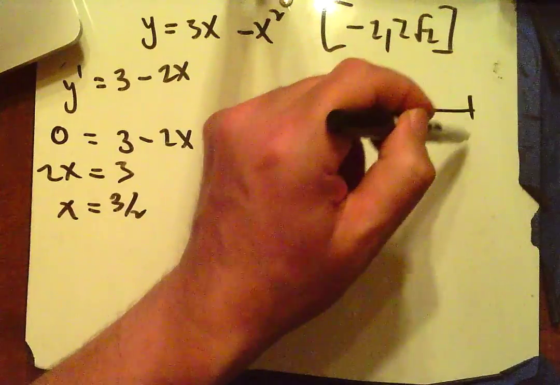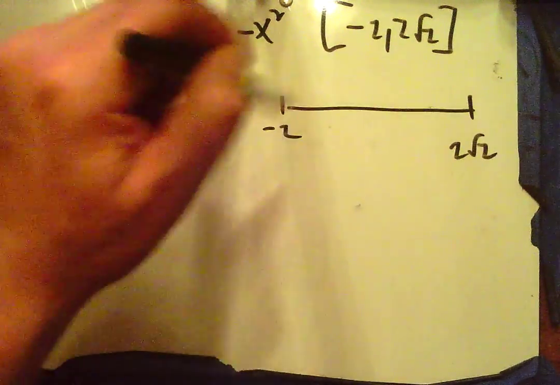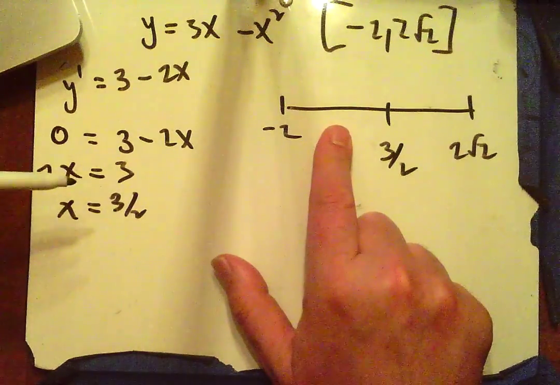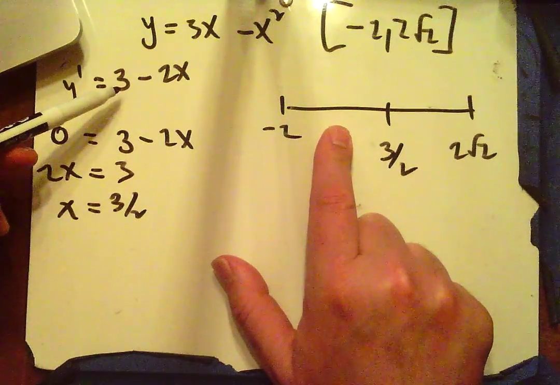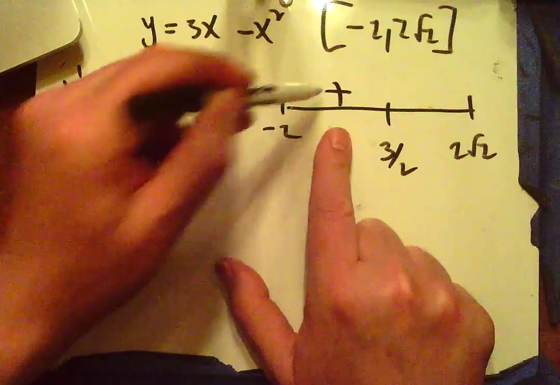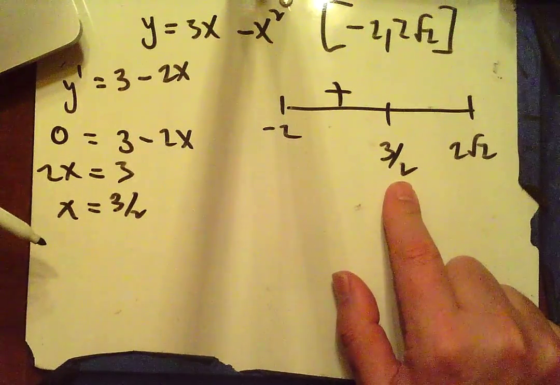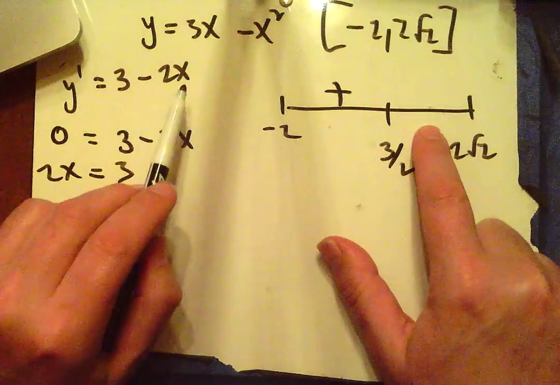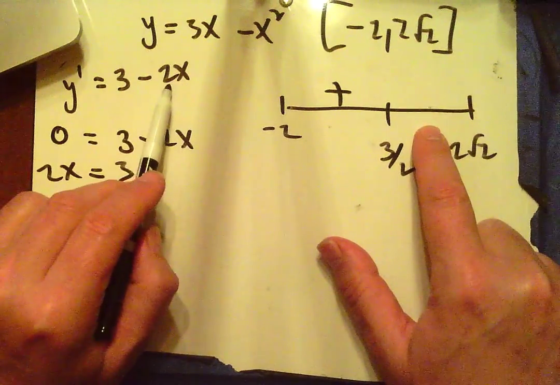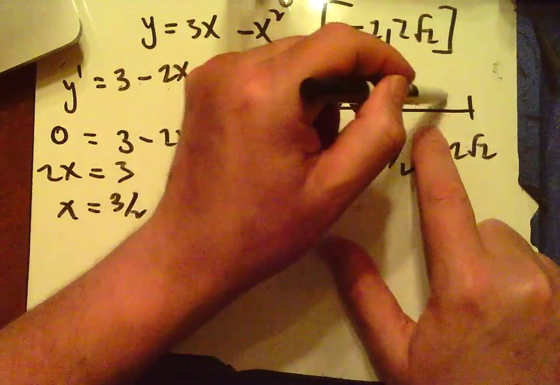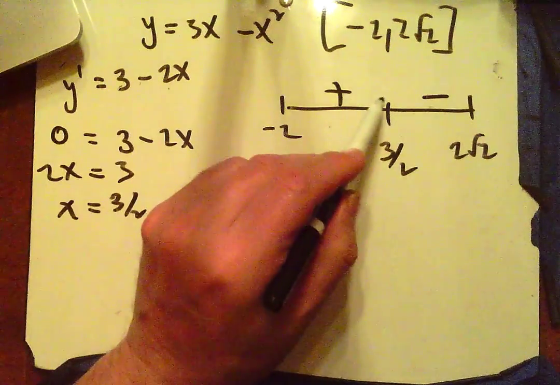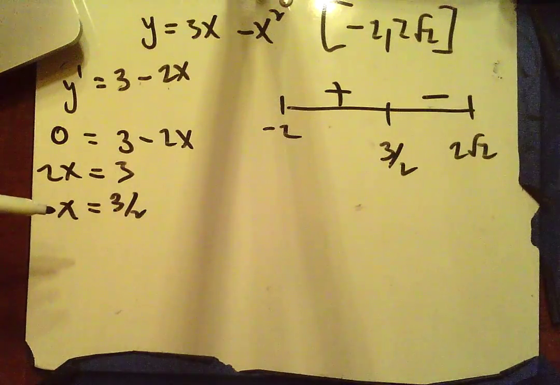There's negative 2, there's 2 root 2, and there's 3 halves. If I test 0 in the derivative, I get a positive, and a number between 1.5 and 2.8, well, I'm going to go with 2. Then if I plug a 2 in here, 2 times 2 is 4, 3 minus 4 is negative 1, so that's a minus. So it looks like I have a max here at 3 halves.